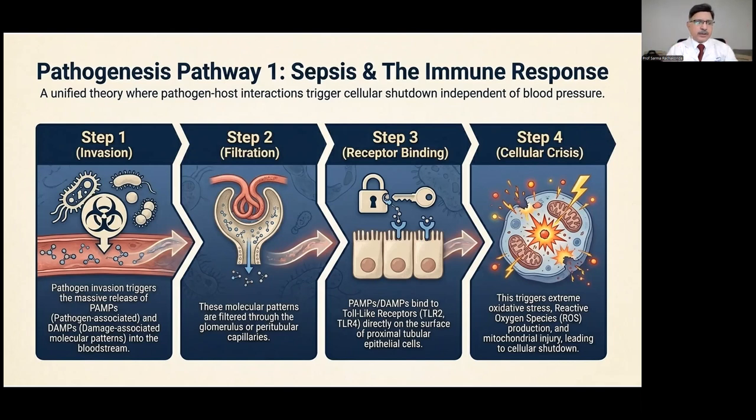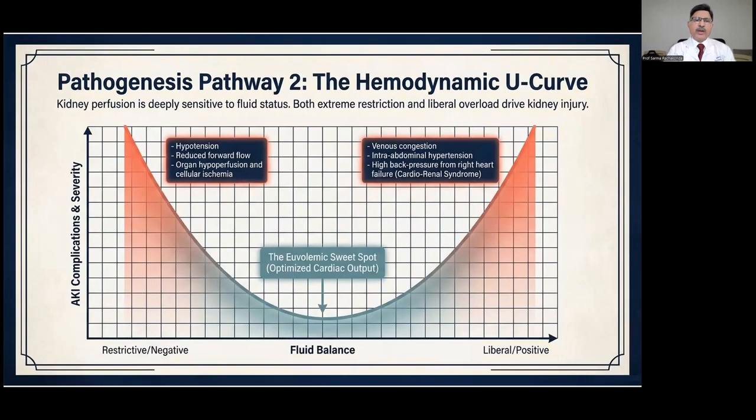These are the 4 steps in the pathogenesis of acute kidney injury. Now you see the red zone on both sides and the euvolemic zone. On the left side, AKI complication severity is maximum in the restrictive zone and maximum in the liberal zone, and the complications are minimum in the fluid balance zone. What is the fluid balance zone?